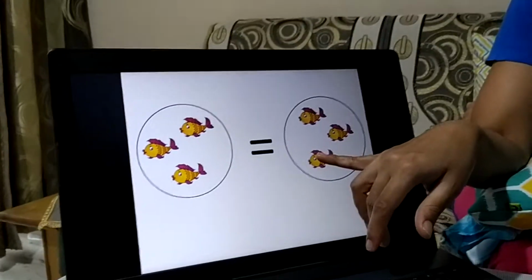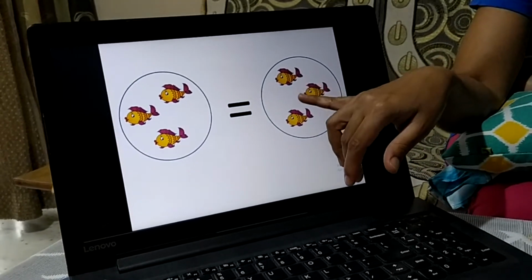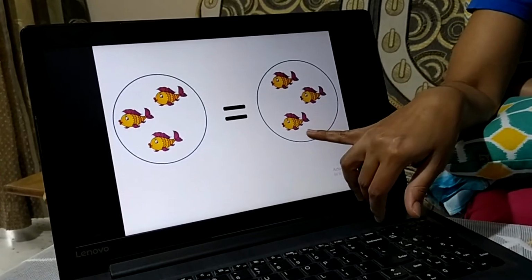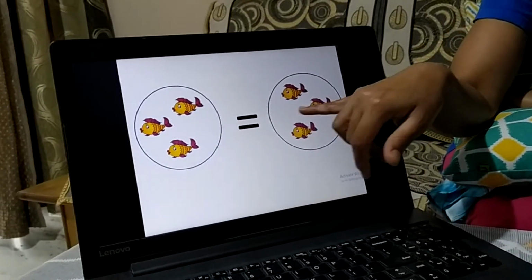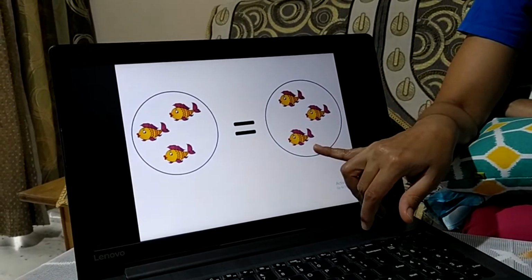This is the equal to sign when both the numbers are the same. We put it when we have the same number on both sides. Here we have 3 fish, here we have 3 fish. So both groups have 3 fish. So 3 equal to 3.